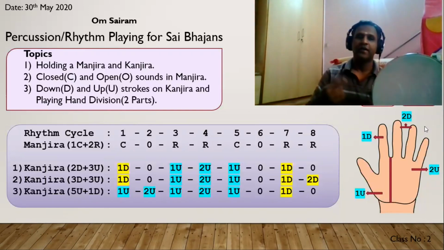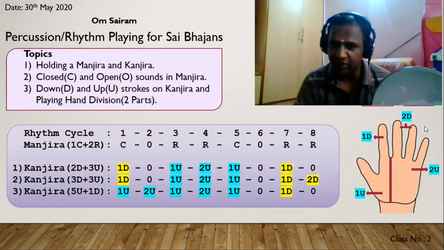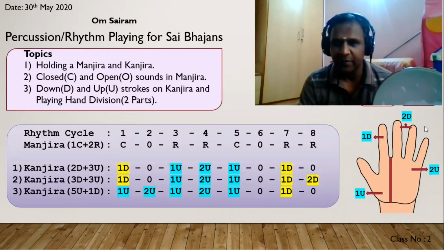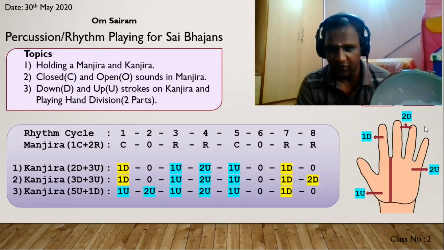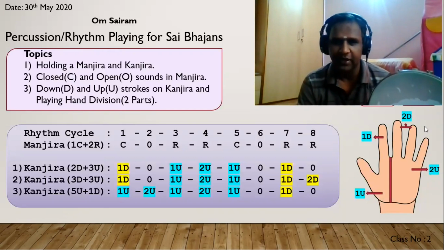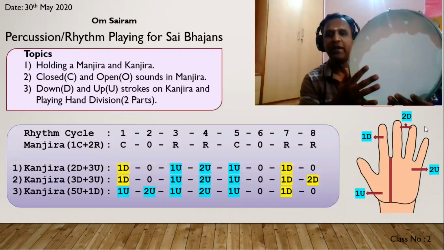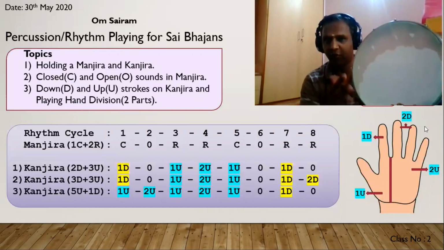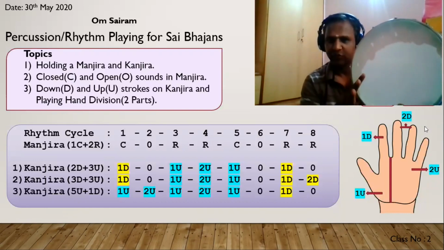Do this. The next is 3D, 3U, or 3 by 3, 3, 3. We call it 3 by 3. I'm calling it 3D, 3U for better understanding. So 1D. What is 1D? All of you know this is 1D. I'm playing with this finger.